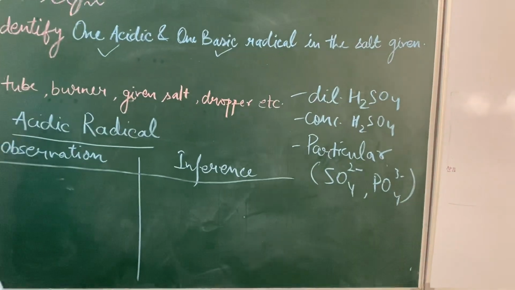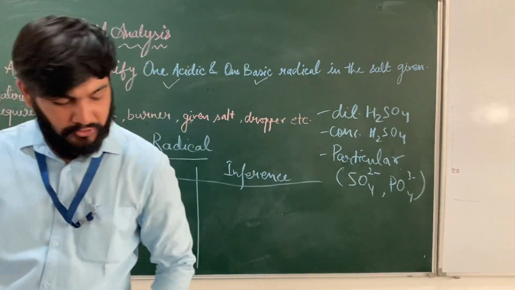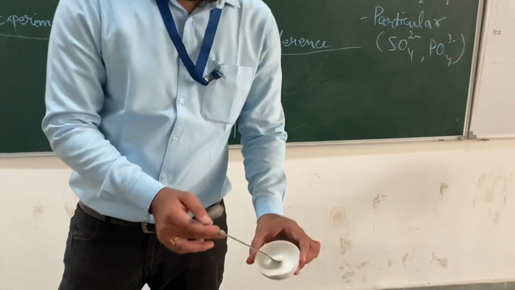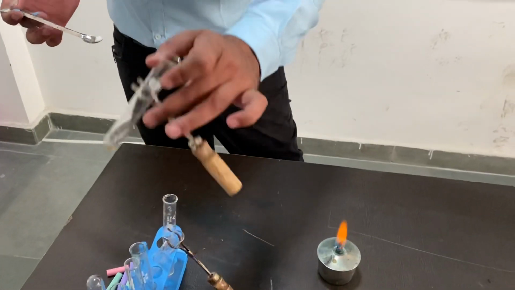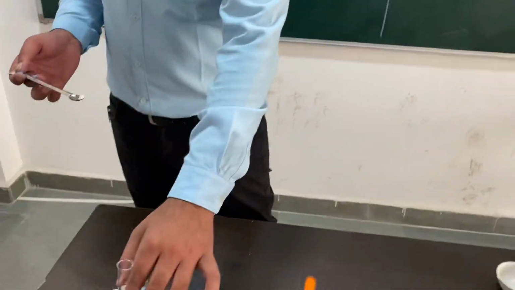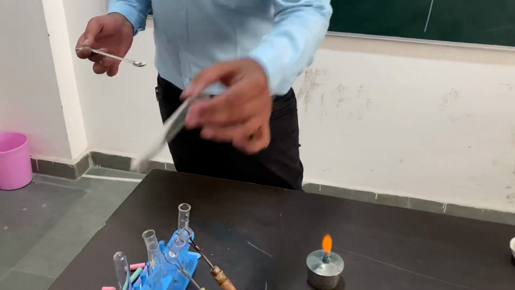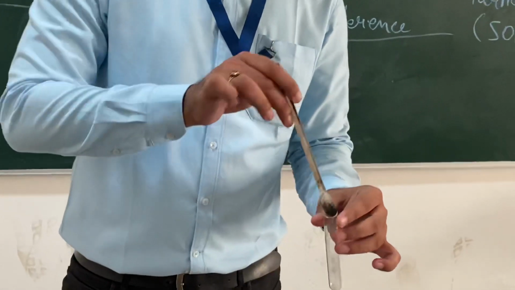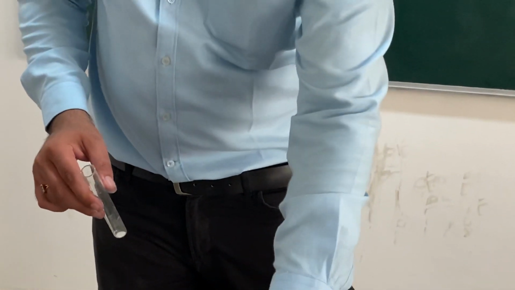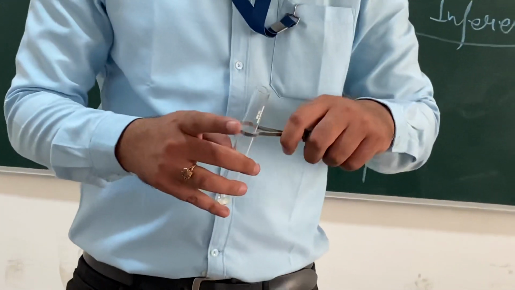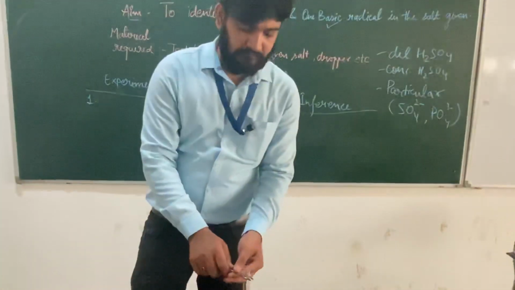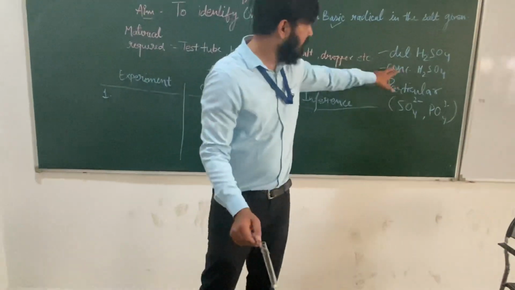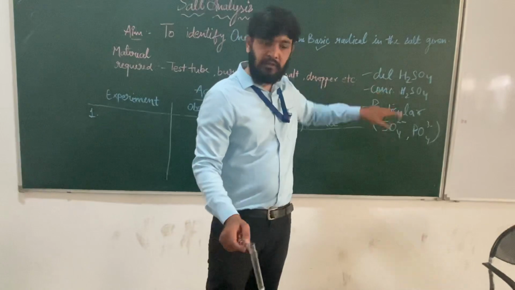Okay. So now the salt is given to you. I will take a part of salt and transfer it to the test tube. Make sure your test tube is dry. Okay. Transfer your salt into the test tube. Use a test tube holder for holding the test tube. Okay. Now we have to start with the dilute H2SO4 first.